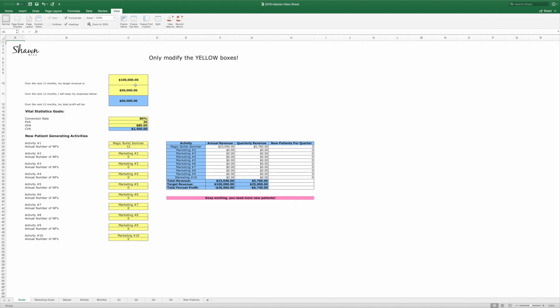As a side note, if you're a brand new practitioner, you're an associate, you're just opening your office, you're a new business entrepreneur opening your space, listen, there's a lot of ways to figure out what your target revenue should be.